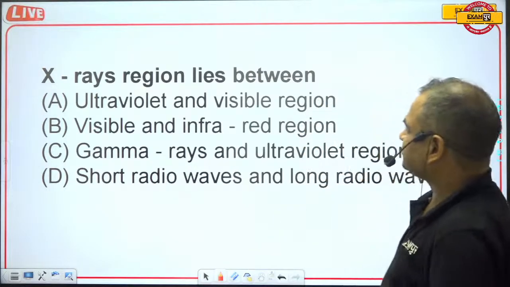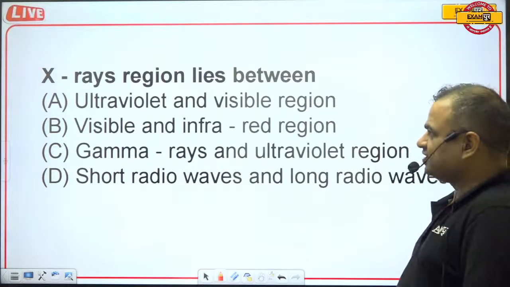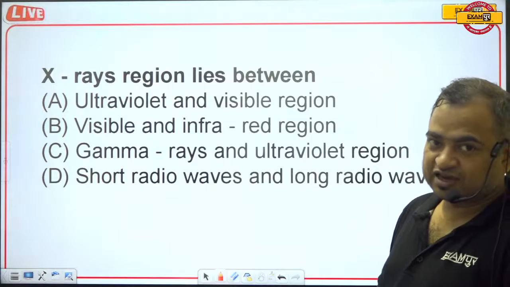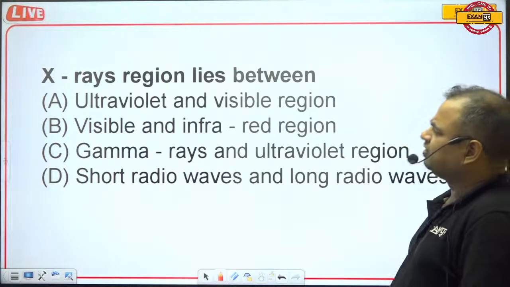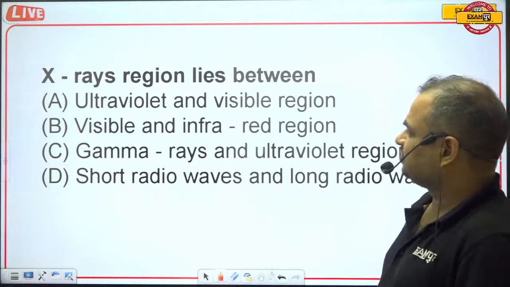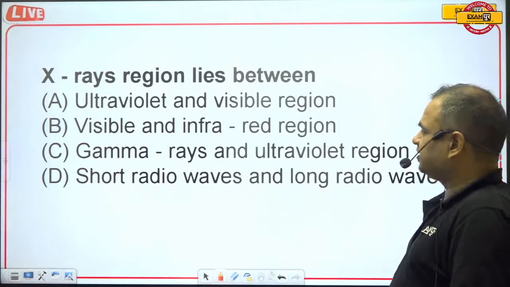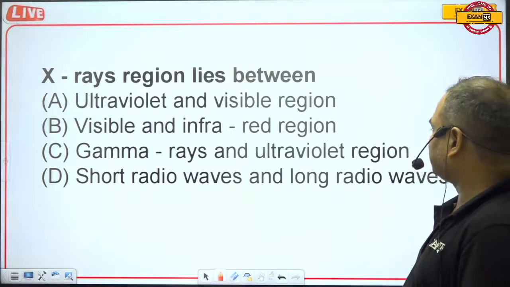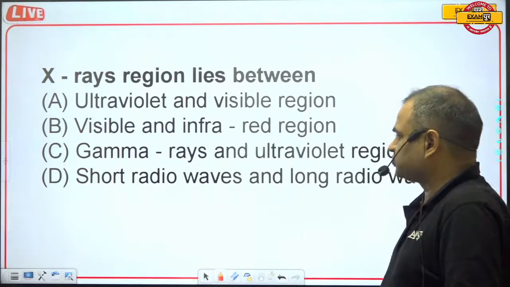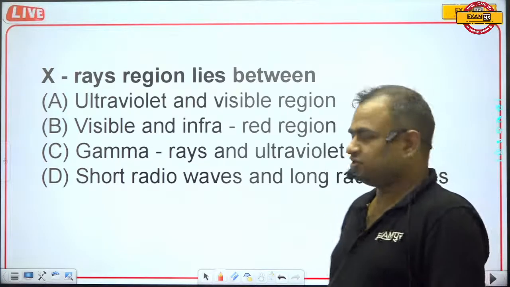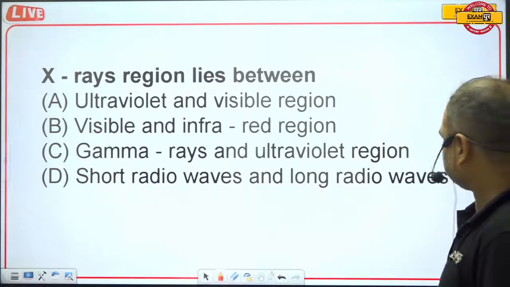Next, X-rays region lies between. Before giving the answer to this question, we should see the electromagnetic wave spectrum. So let us see the options. Option A is ultraviolet and visible region. B is visible and infrared region. C is gamma rays and ultraviolet region. D is short audio waves and long radio waves region. So which one is the correct option?